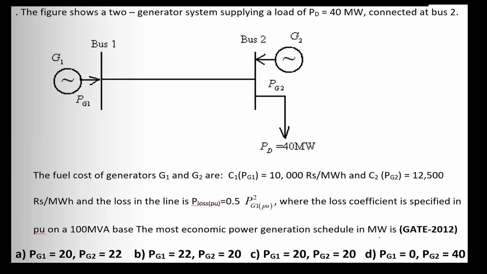Okay. So now this is the GATE 2012 question. He gave this data. The fuel costs of generators G1 and G2 are given. The loss in the line is given as 0.5 Pg1 square pu, where the loss coefficient is specified in per unit on a 100 MVA base. The most economic generation schedule in megawatt will be? So it's a very simple question, but instead of giving the data in direct units, he gave it in per unit. So per unit also he gave the base MVA. So he's asking for the optimal load schedule.